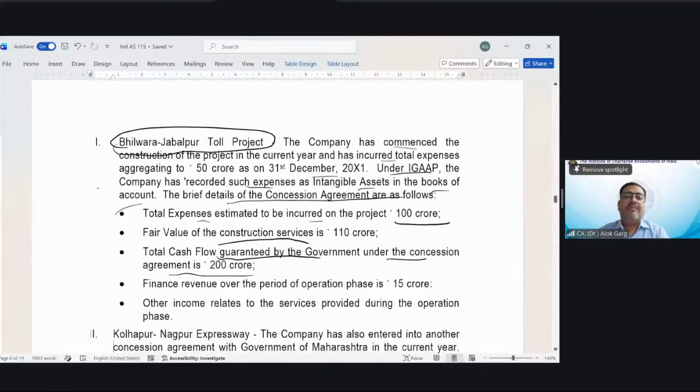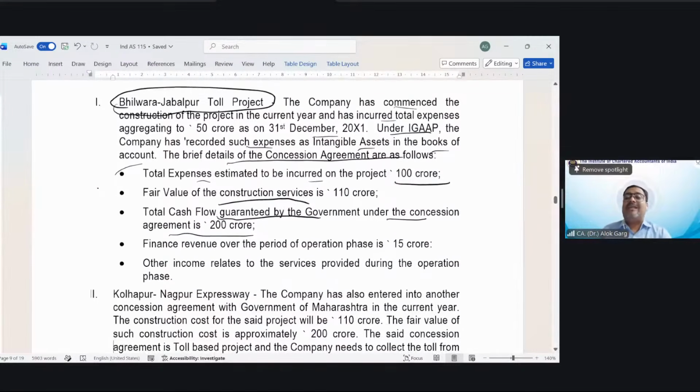Now coming to this. Total cash flow guaranteed by the government under the concession agreement is 200 crores. So this is guaranteed. Which model is this? Financial asset model or intangible asset model? It is a financial asset model.